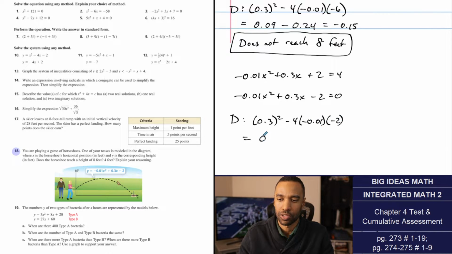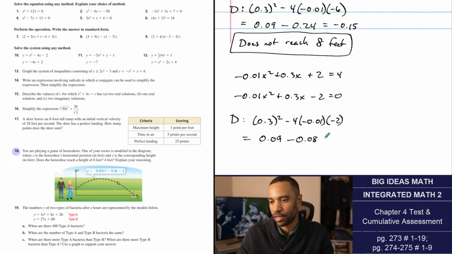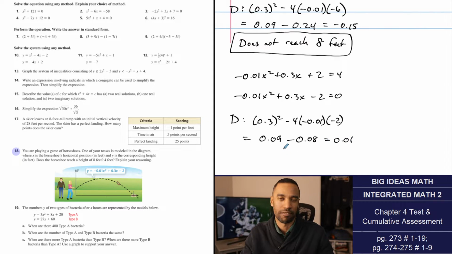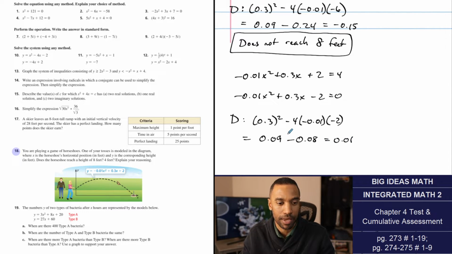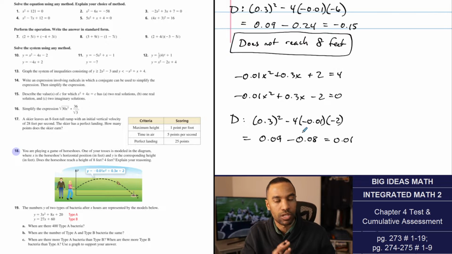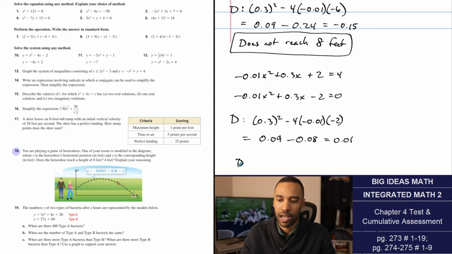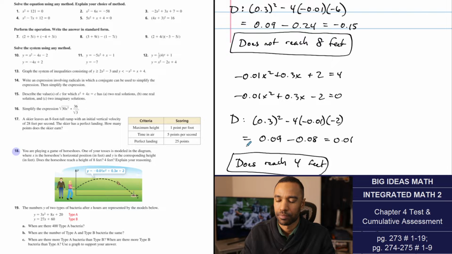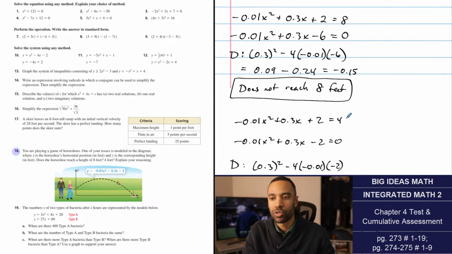Oh, this gets close. 0.09 minus 0.08. So 0.01 is just barely positive. I mean, a discriminant's a discriminant, but the point is it does scratch. You have real solutions when y equals 4, when they intersect, which means it does reach 4 feet. Okay, so those are the two answers.